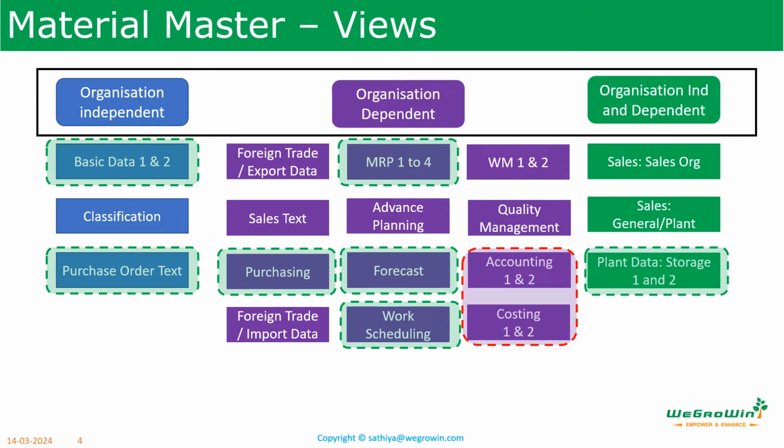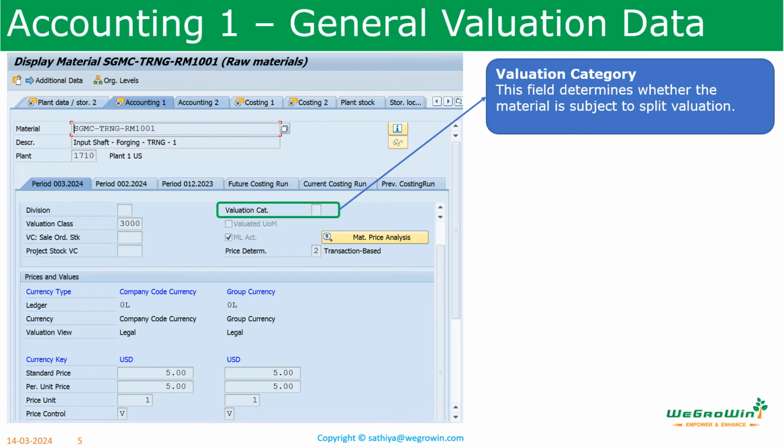So now we are going to create the accounting and costing view. These are all actually plant dependent and also valuation dependent. Accounting is plant dependent. Costing will also be dependent on valuation type. So let us discuss these points now. Here we have accounting one view.